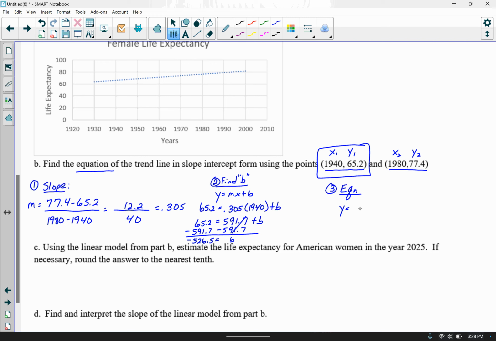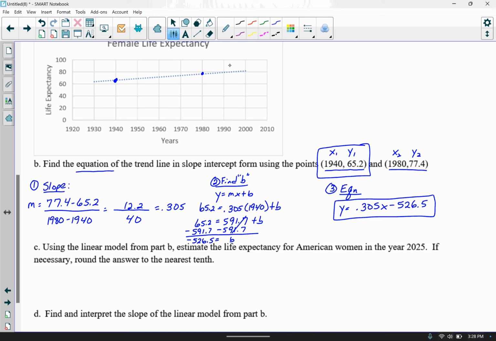y equals 0.305x minus 526.5. That would be my equation of my trend line there, passing through these two specific points. So it would be passing through this point and this point. So the equation of a line passing through those 2 points.